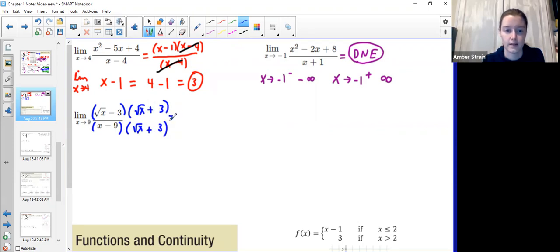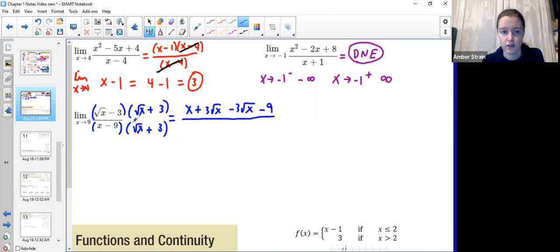Okay. So right here, I FOIL this out. So I go square root of x times square root of x is x. Square root of x times 3 would be a +3 square root of x. This would be -3 square root of x. 3 times 3 would be 9. Positive times negative is negative.